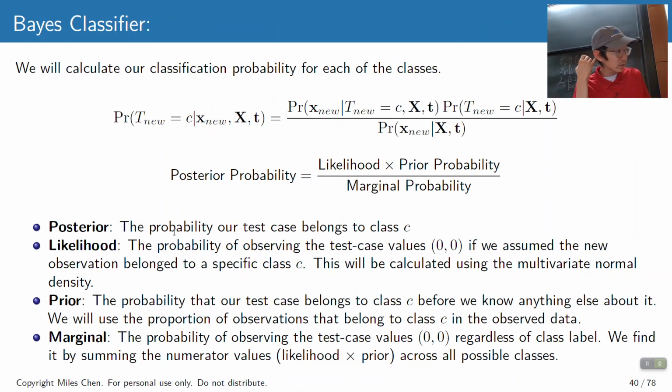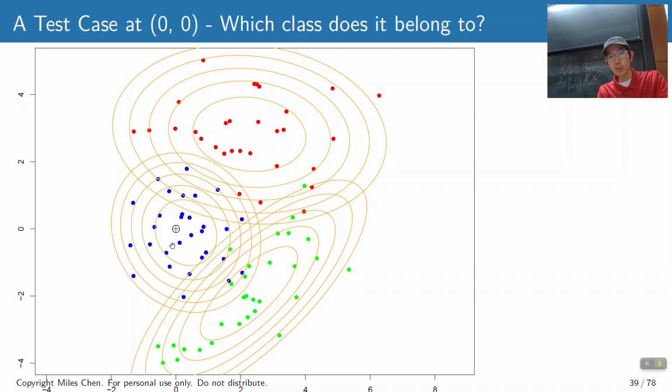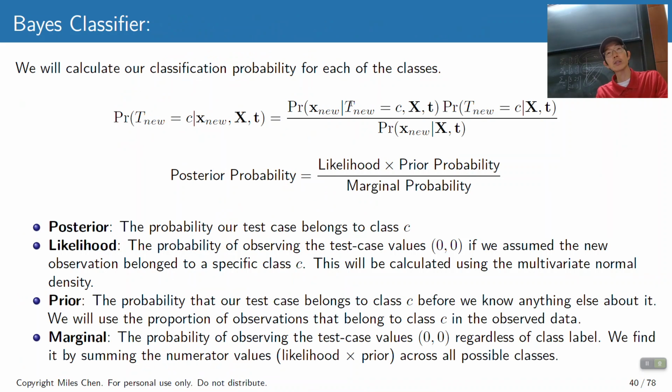So we're going to use the same Bayes rule. And we're going to say, okay, what we want to know is the probability it's in a certain class, and we want to say, okay, what is the probability of getting our value 0, 0 if it came from red? What's the probability of getting 0, 0 if it came from blue? What's the probability of 0, 0 if it came from green? And we're going to get different likelihood numbers.